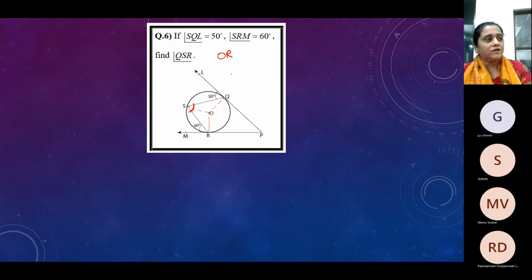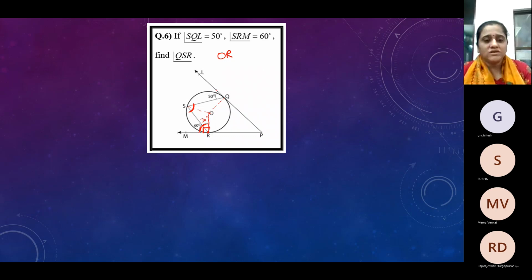Radius. R is the point of contact, MP is the tangent. So is this one 90 degrees? It's 90, because it is between the radius and the tangent. You can see this is the point of contact, and this is the radius through the point of contact. This is the tangent. So from the radius to the tangent is 90 degrees. And this portion is 60 degrees. Then how much is this one? All of you understand that? 30 degrees. Okay, so this is 30 degrees.